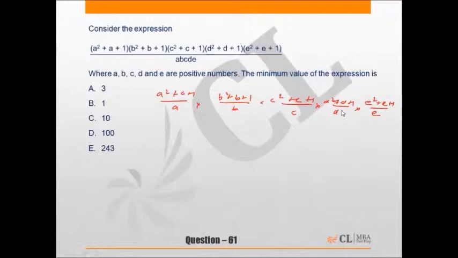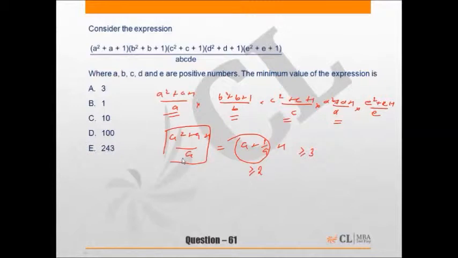Now we have to find the minimum value of each of the 5 terms in the expression and then substitute their values in order to find the minimum value of the expression. A square plus a plus 1 by a can be written as a plus 1 by a plus 1. We know that the value of a plus 1 by a, where a is a positive real number, is always greater than or equal to 2. So from here we can deduce that the value of a square plus a plus 1 upon a will always be greater than or equal to 3. Therefore the minimum value of this quantity will be 3.